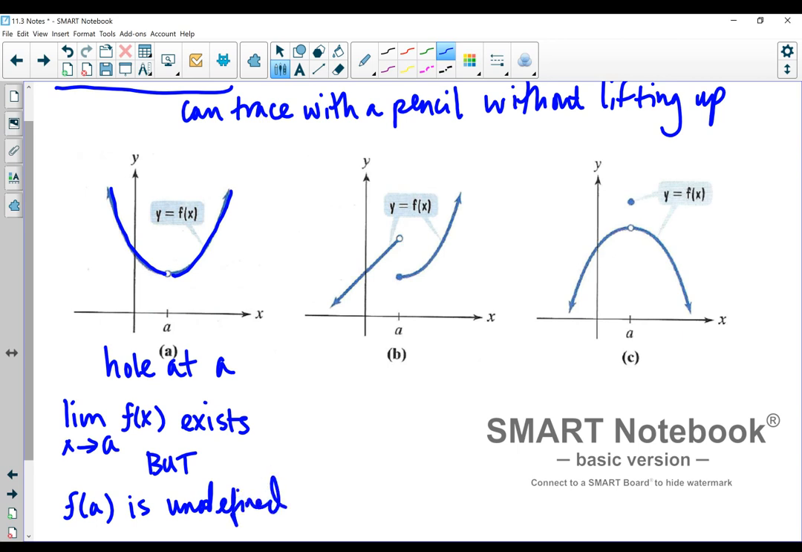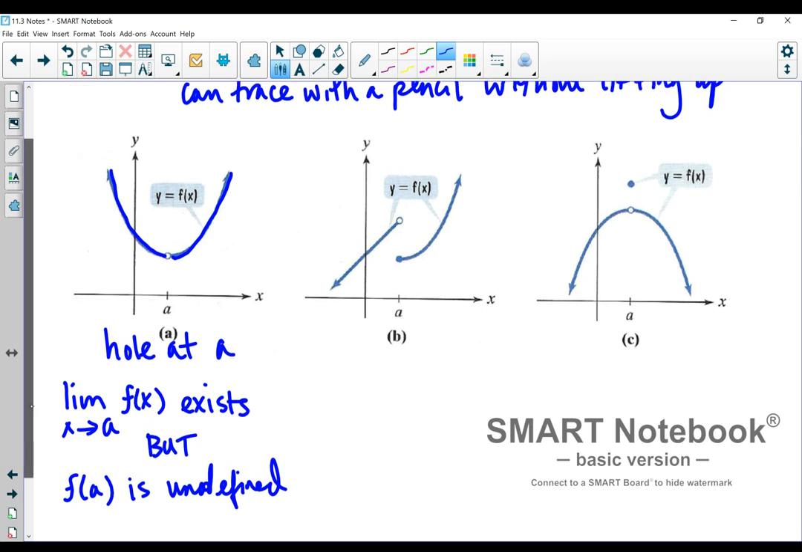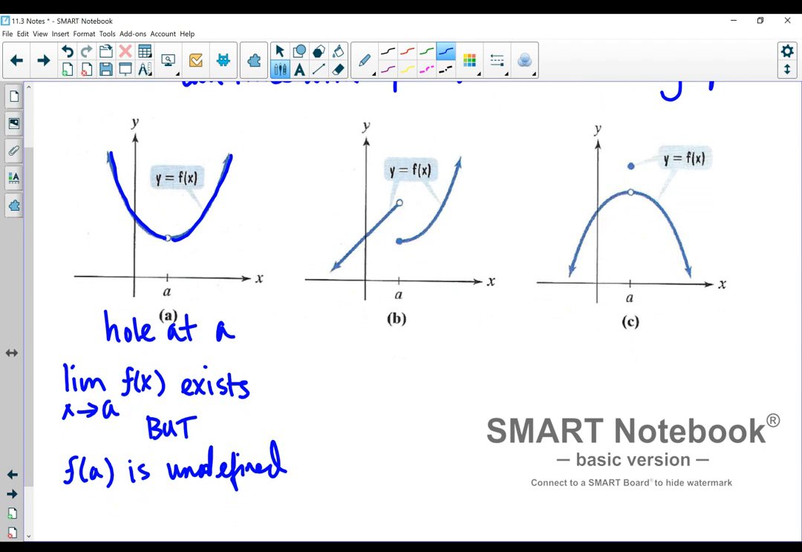So again, we're just kind of looking for clues about how to actually define a continuous function. How can we tell if something's continuous? Well, this one's definitely not. We have a limit, right? So having a limit alone is not proof that something's continuous. In this case, we have a limit, but there's a hole there, so f of a is actually undefined.